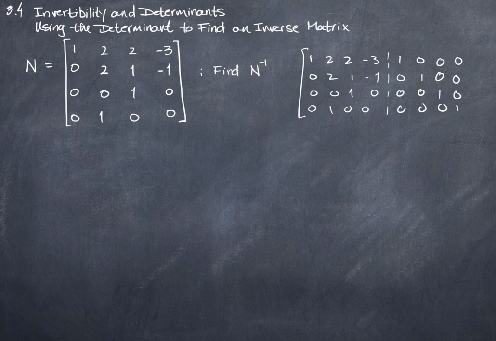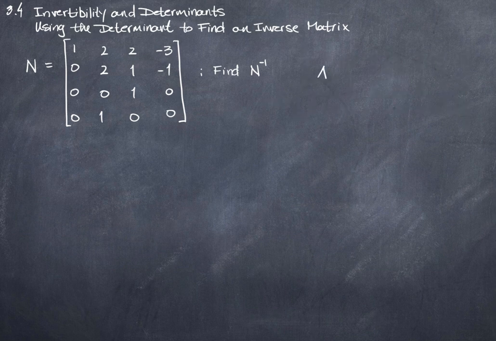Writing really fast here. And then do a whole bunch of row operations to get this side into the form of the identity matrix, and the resulting matrix over here would be your inverse matrix. But with the formula that I gave you today, we may have an easier way to do this. So let's take a look at that.